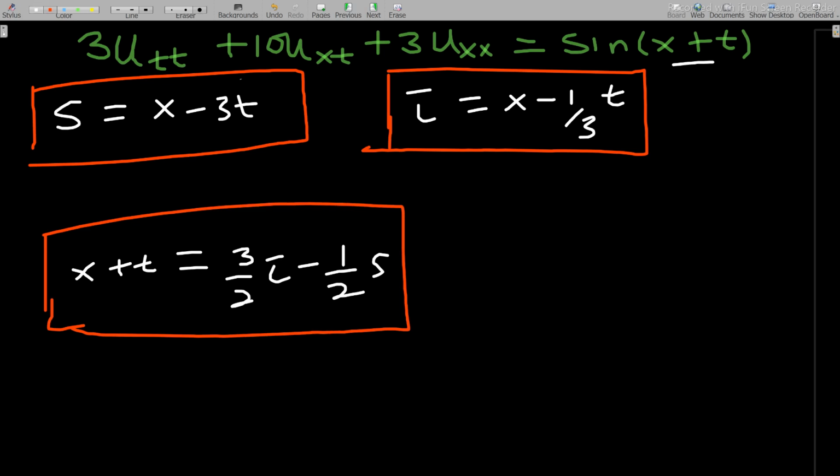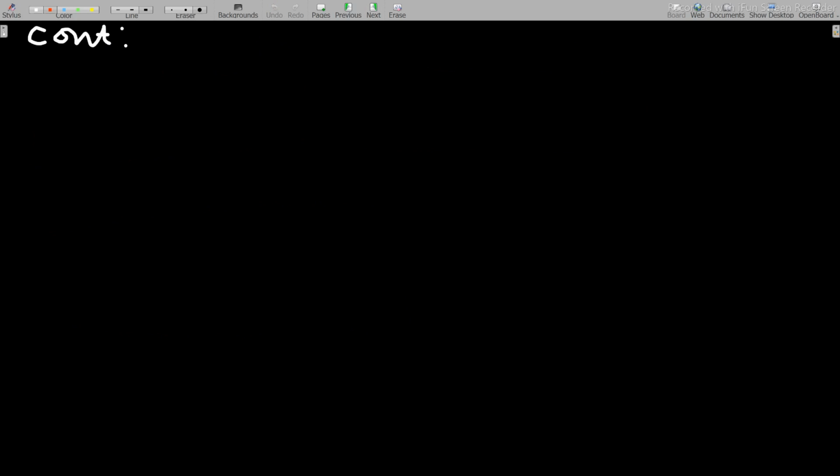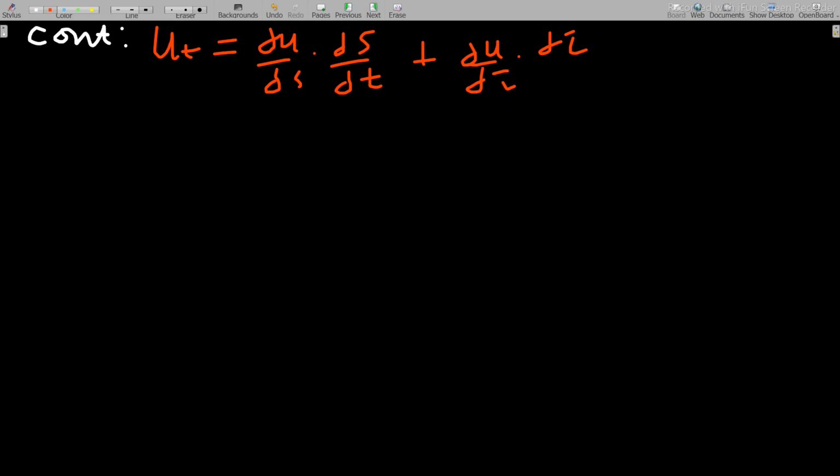All right, so let's go ahead and find our utt, uxx, and uxt. Here you know that ut is equal to del u del s dot del s del t, plus del u del tau dot del tau del t. If you pick your tau and x clearly, this will simply give me negative 3 us minus 1 over 3 u tau.